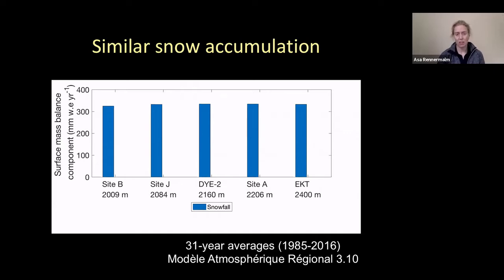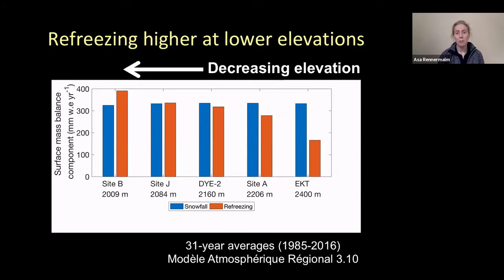What's not identical is how much meltwater is formed on the surface and then goes to refreezing. And that's shown here in red bars. So pretty much all meltwater here goes to refreezing. All meltwater, according to the model, will actually infiltrate and refreeze. And so this model is very consistent with our observations. You can see a huge increase in the amount of meltwater refreezing at site B compared to EKT. It's about double. And you see the same kind of big difference in the cores as well.